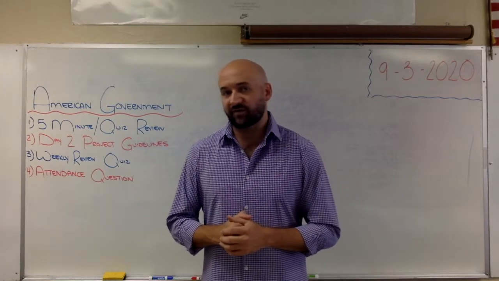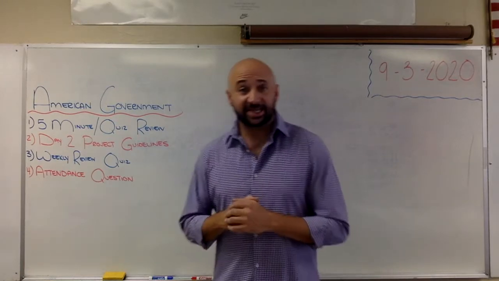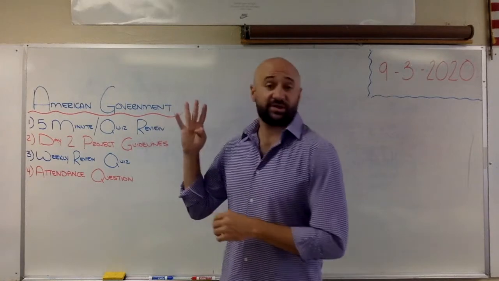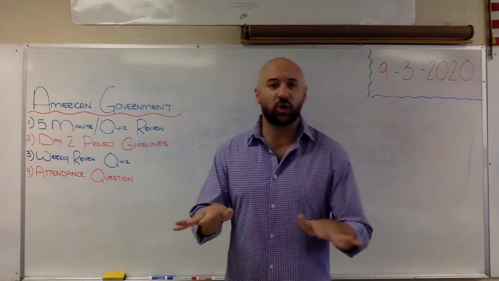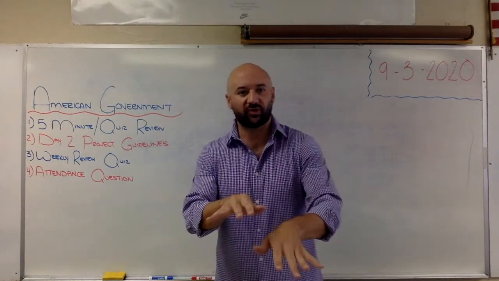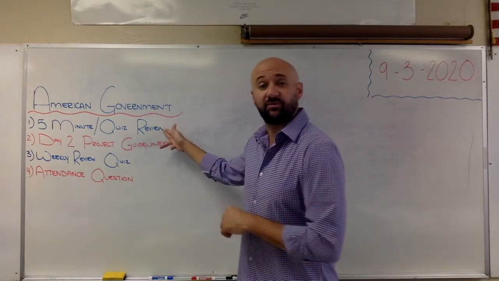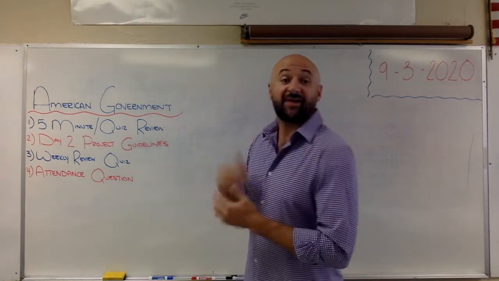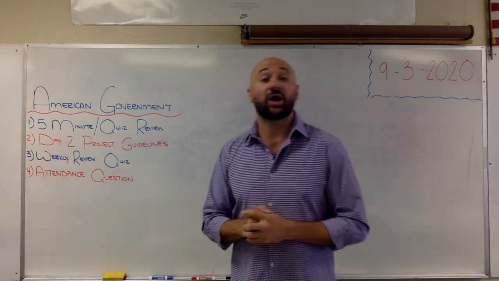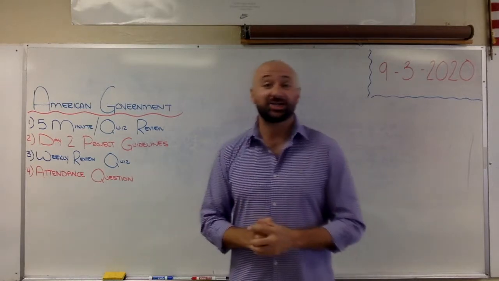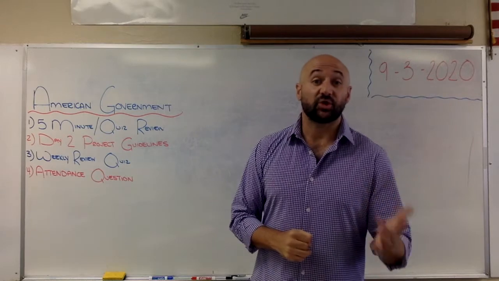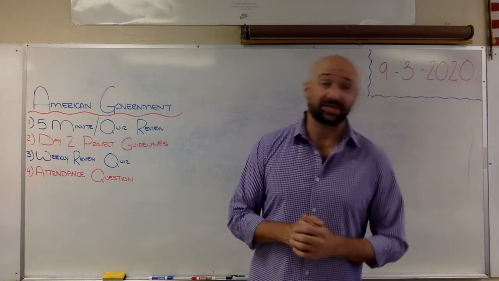It's your American Government 3A class, and we have 4 things on our to-do list today. Solamente cuatro. Only 4 things today. First, our 5-minute quiz review. I'm going to explain that in a second. After our quiz review, we're going to do our Day 2 project. We're going to finish up the Colonial Unrest project that we started last class.